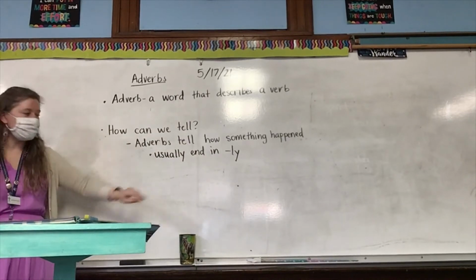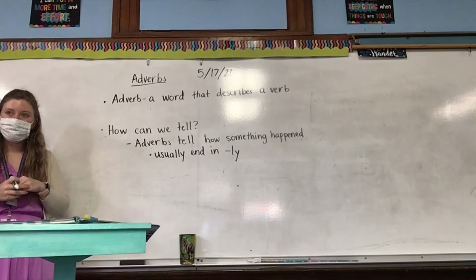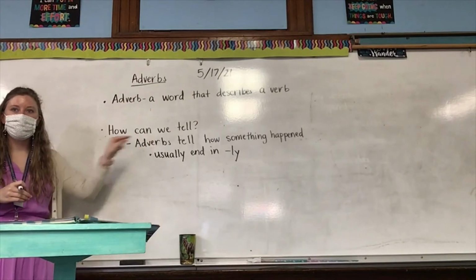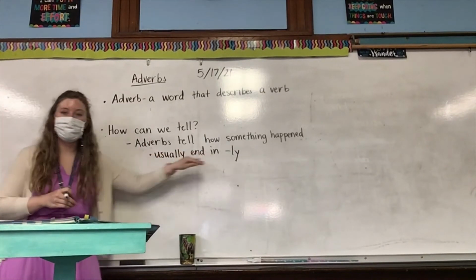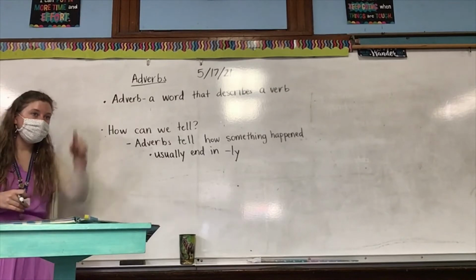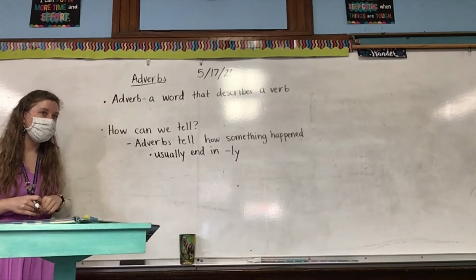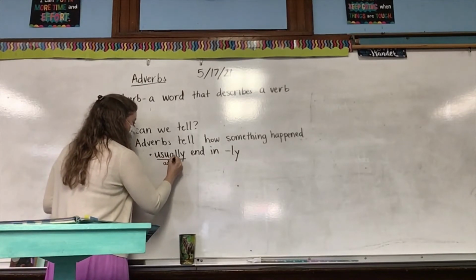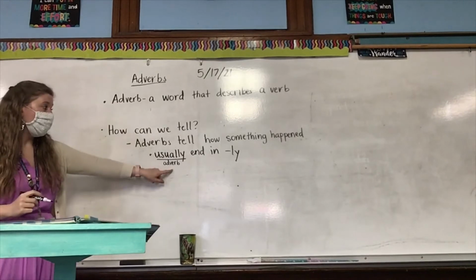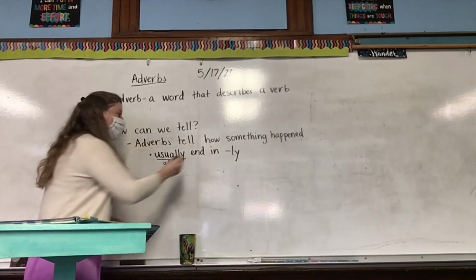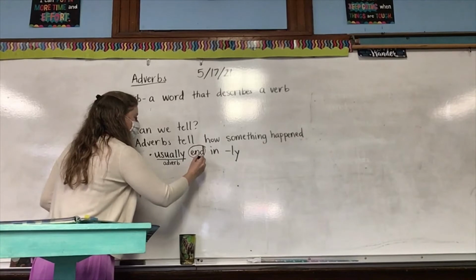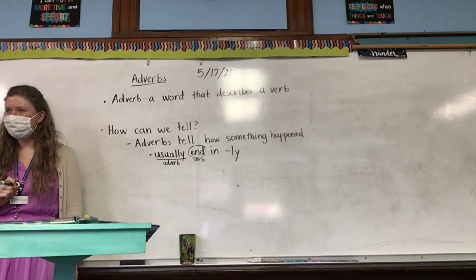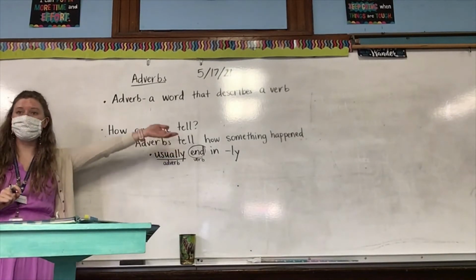We actually don't have to write an example because we have one right here. Usually tells how what verb happened. We have the adverb and we have the verb right here. End. So we have the adverb usually, which tells how something ended. Yes. So we can just use that. We don't even have to write another example.